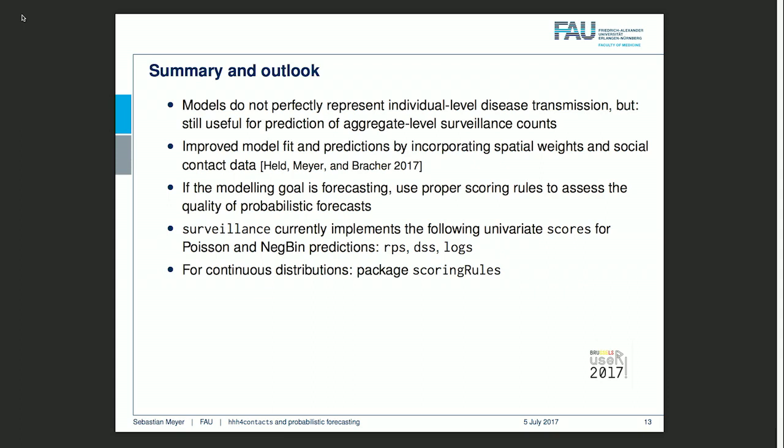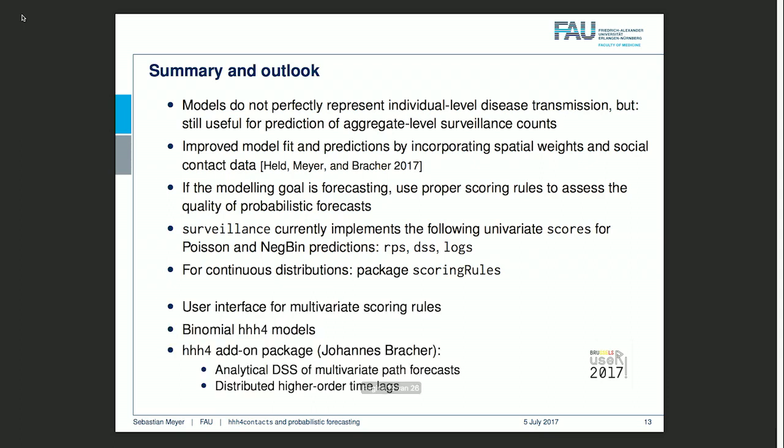The package surveillance implements some univariate scoring rules, the rank probability score, Dawid-Sebastiani score, and the log score. And for continuous distributions, there's another package recently published on CRAN called scoringRules. And as an outlook, the user interface for multivariate scoring rules is not existent in the surveillance package, so this will come. Also, HHH4 models for binomial quantities, like the proportion of patients with flu among doctor visits, which is also interesting from a public health perspective.